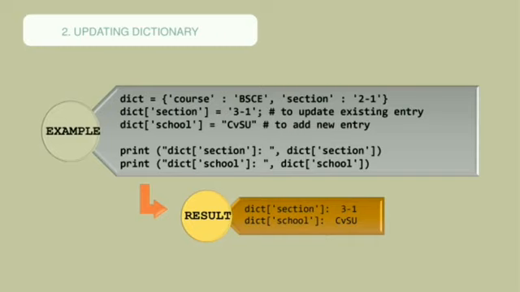Then next is the process of updating dictionaries. You can update a dictionary by adding a new entry or a key-value pair, modifying an existing entry, or deleting an existing entry as shown below in the simple example. When the above code is executed, it produces the following result.